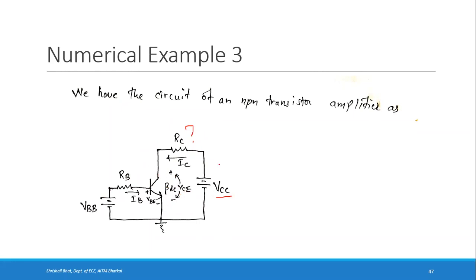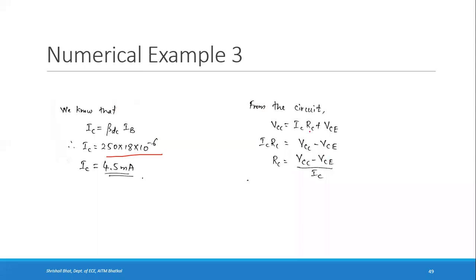So VCC will be equal to the voltage drop across RC, which is IC into RC, plus VCE. So VCC is equal to IC into RC plus VCE. We want the expression for RC. If I rearrange, IC RC will be equal to VCC minus VCE. If I take IC to the RHS, it will come to the denominator. So RC is VCC minus VCE divided by IC.